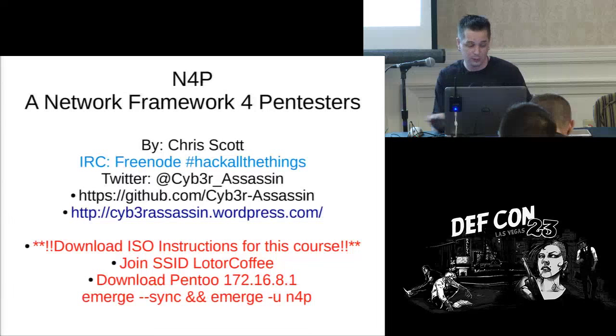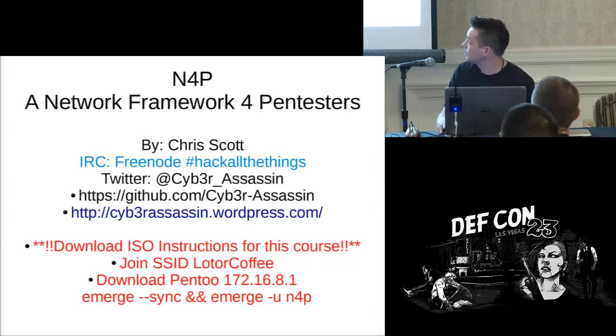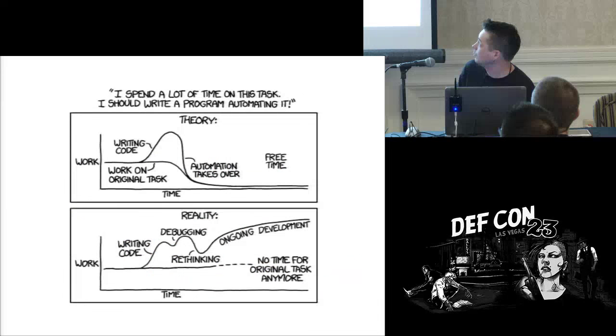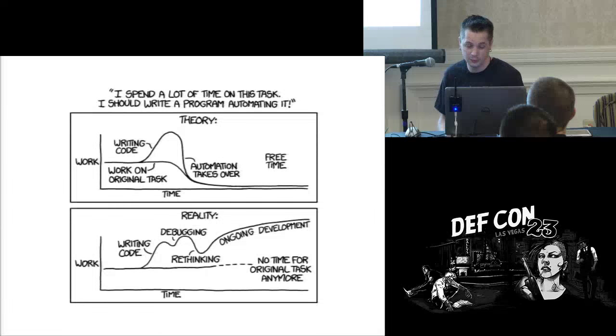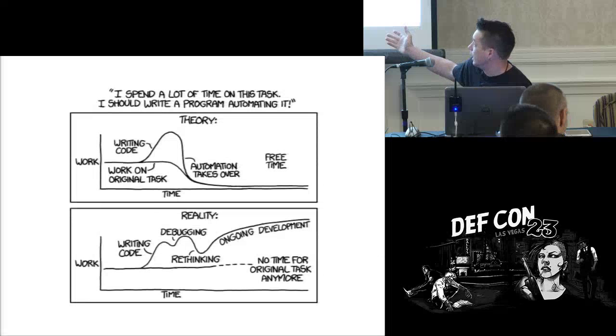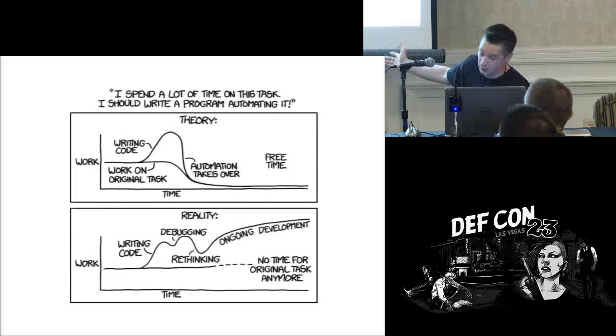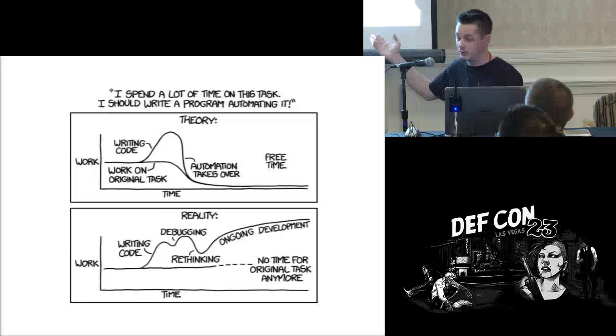So I started this project, and this is pretty much my theory of how it went. I start writing this code. I automate processes, exfiltrate all kinds of great stuff, and have a lot of extra free time at work to go snowboarding because, hey, it's all automated now. The bottom is what really actually happened during this project. A lot of bugs, and then it became an ongoing development. I've yet to go snowboarding or find any free time.